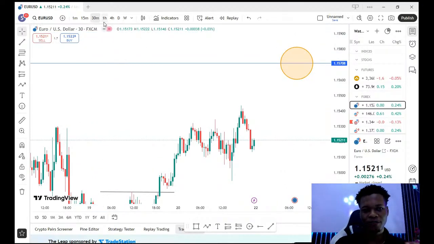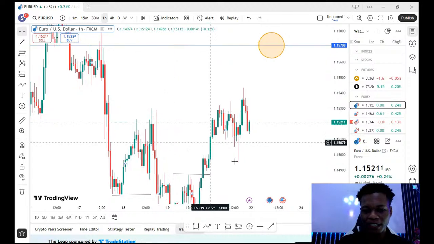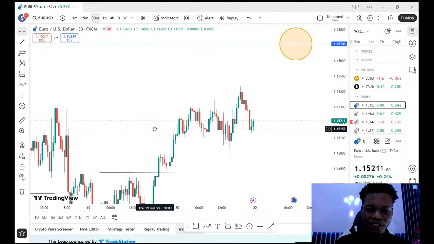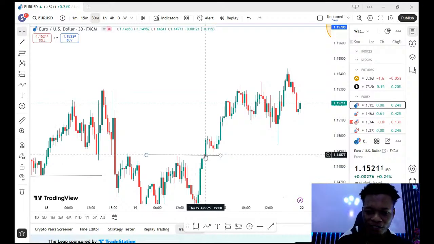So this is the 30 minutes time frame, and this is the 1 hour time frame. I think the 1 hour time frame will be able to sit, and the same thing goes for the 30 minutes time frame. You see it, it's able to sit because price broke out, and this is a full breakout.